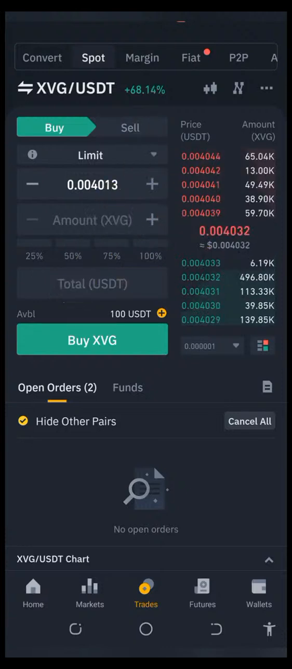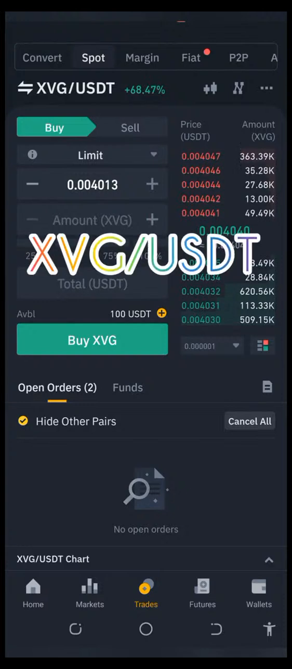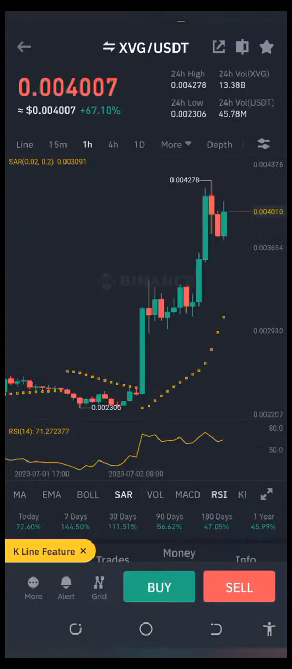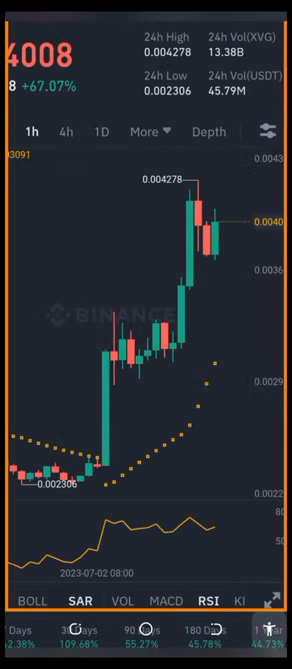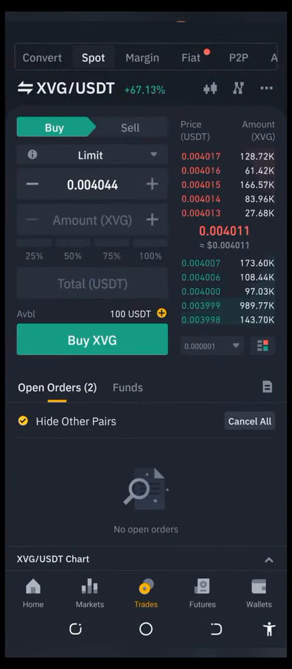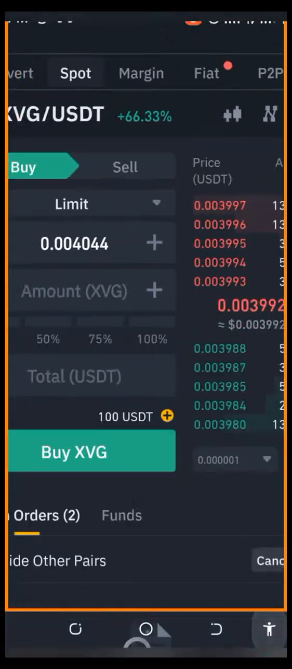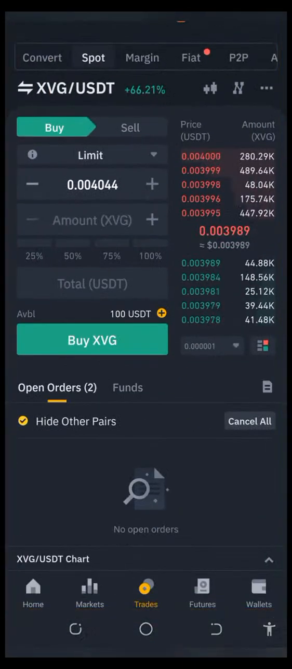Yes. Now, I'm currently on XVG/USDT, and we need to look into the charts quickly. This is on the gainers list, right? So we need to quickly take our move. As you can see, if I go back, within the past 24 hours it has gained a 67% increase. And I'm like, really? Okay, let's go see how to take advantage of this.